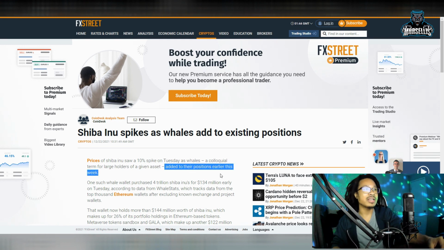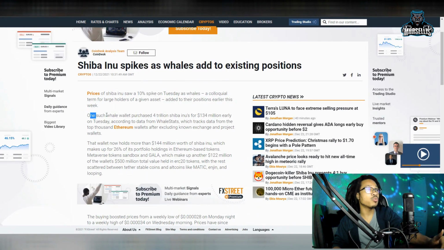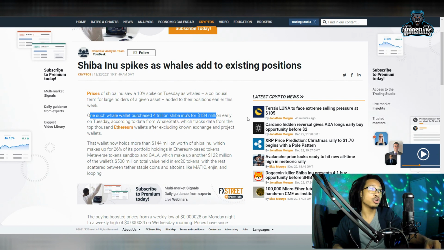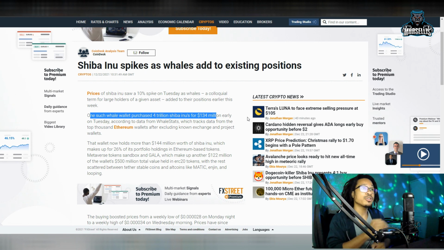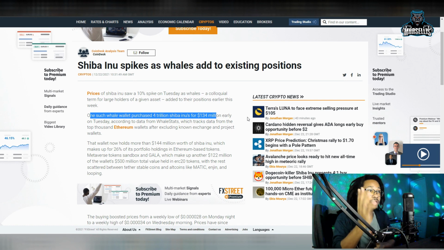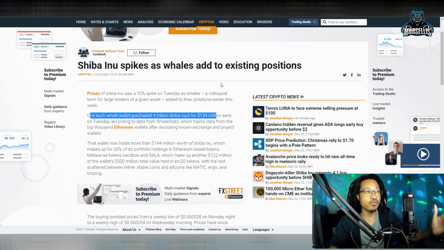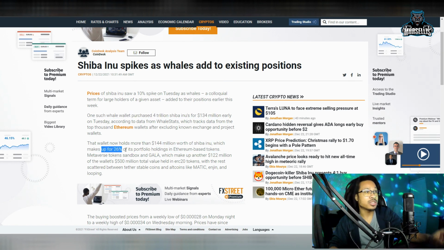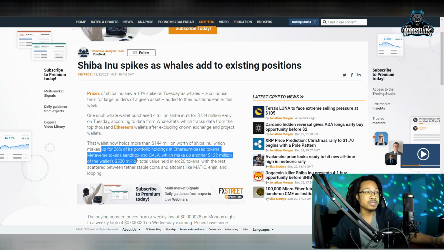Whales added a large portion of Shiba Inu to their wallets. One such whale wallet purchased 4 trillion Shiba Inu for $134 million early on Tuesday, according to data from Whale Stats, which tracks the top 1,000 whales of Ethereum wallets. That's pretty big. The wallet now holds more than $144 million worth of Shiba Inu, which makes up about 26% of its portfolio holdings in Ethereum-based tokens. So most of their money is inside Shiba Inu.